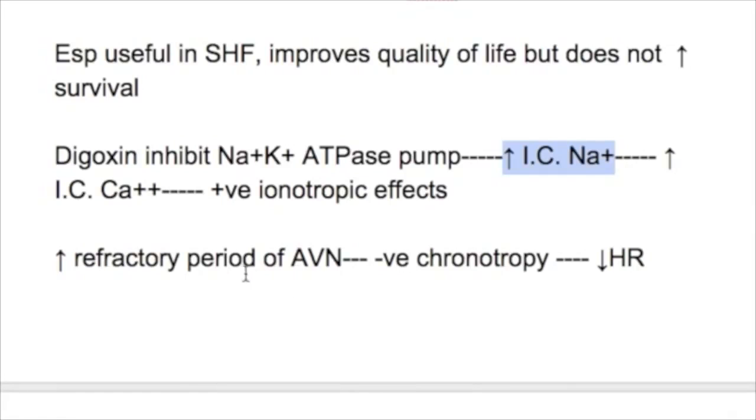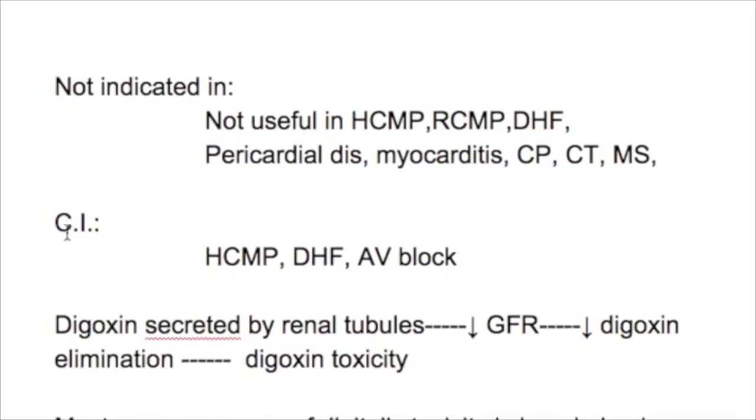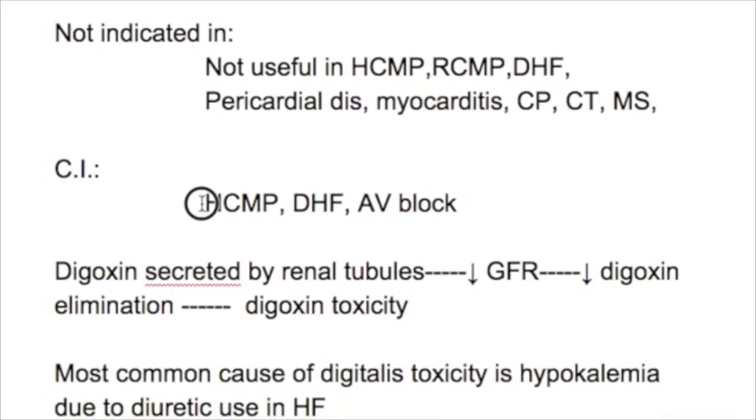And how does it cause a decrease in heart rate? It increases the refractory period at the AV node so that it decreases the heart rate. When is digoxin not indicated? It is not useful in hypertrophic cardiomyopathy, restrictive cardiomyopathy, dilated heart failure, pericardial diseases, myocarditis, restrictive pericarditis, cardiac tamponade, and mitral stenosis. What are the contraindications for digoxin? They are hypertrophic cardiomyopathy, dilated heart failure, and AV block.